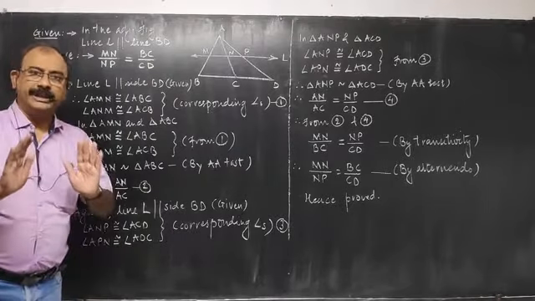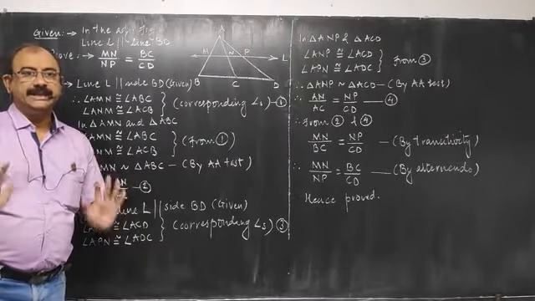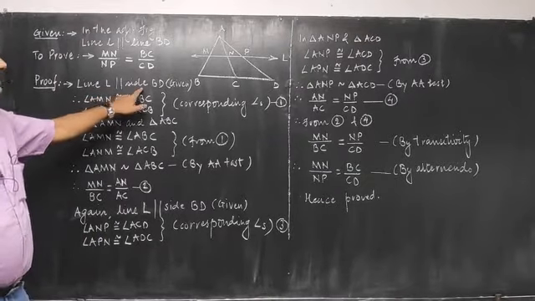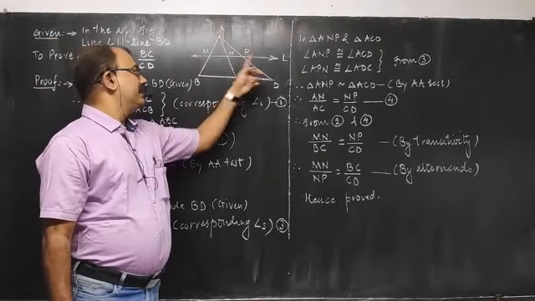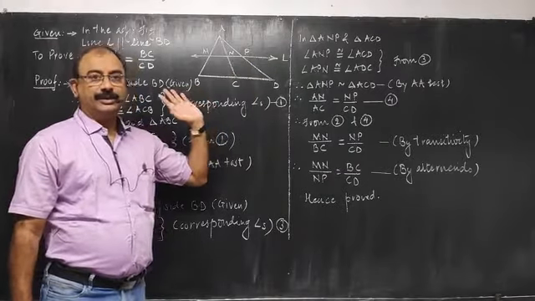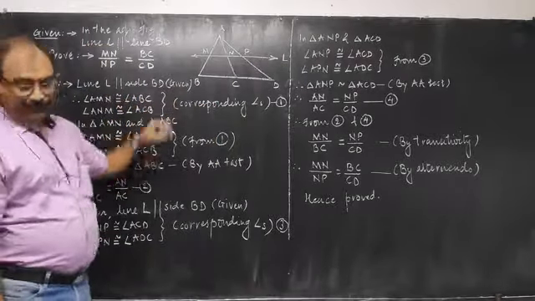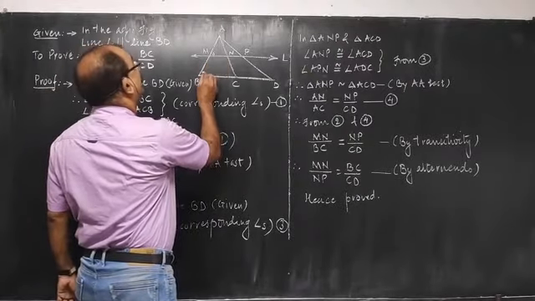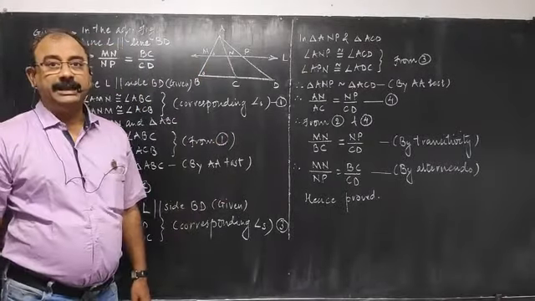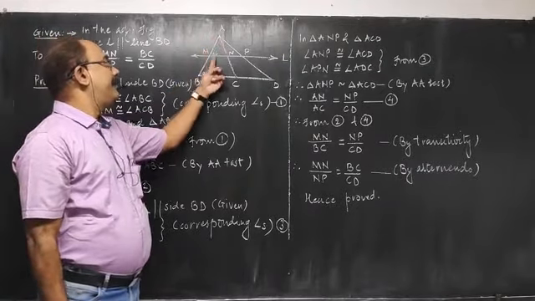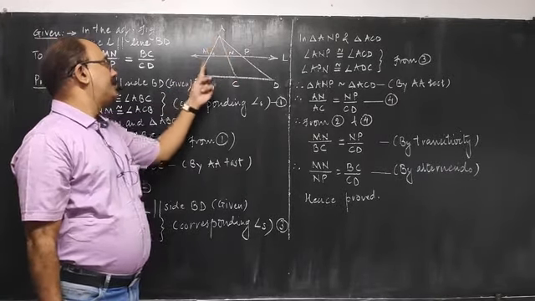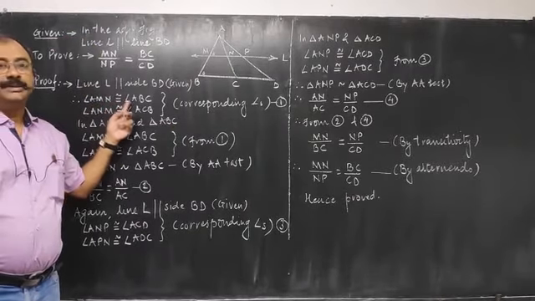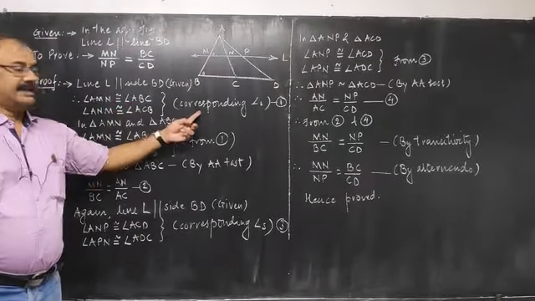The proof is very simple. You can very easily understand the proof. Line L is parallel to side BC. This line is parallel to this side. Therefore, this angle will be congruent to this angle. Angle AMN will be congruent to angle ABC. The reason is corresponding angles.